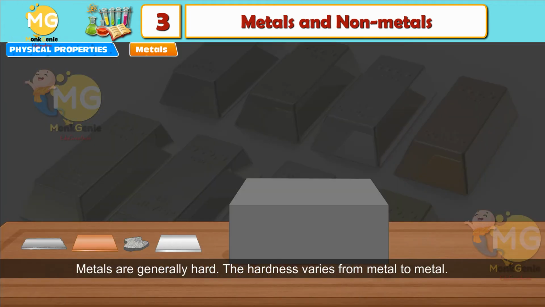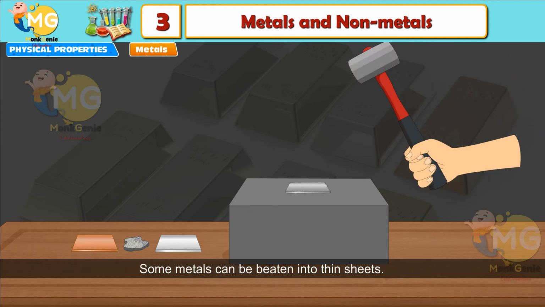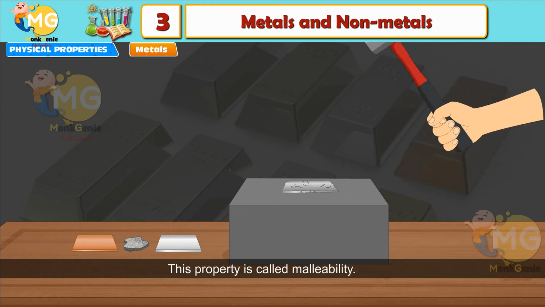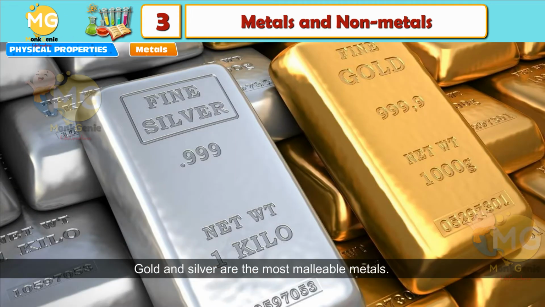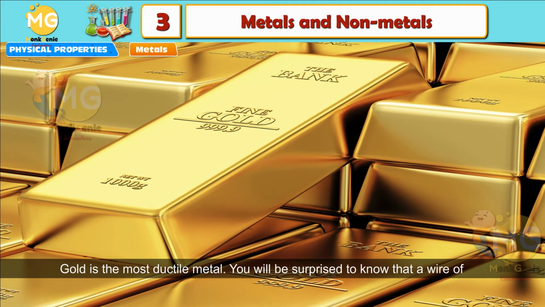Metals are generally hard. The hardness varies from metal to metal. Some metals can be beaten into thin sheets. This property is called malleability. Gold and silver are the most malleable metals. The ability of metals to be drawn into thin wires is called ductility. Gold is the most ductile metal.